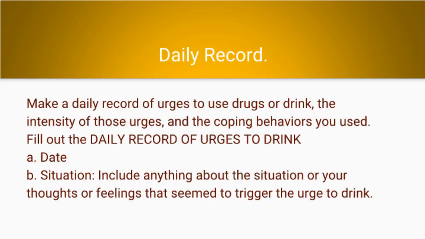Daily record. Make a daily record of urges to use drugs or drink, the intensity of those urges, and the coping behaviors you used. Fill out the daily record of urges to drink. A. The date. B. The situation. Include anything about the situation or your thoughts or feelings that seem to trigger the urge to drink.